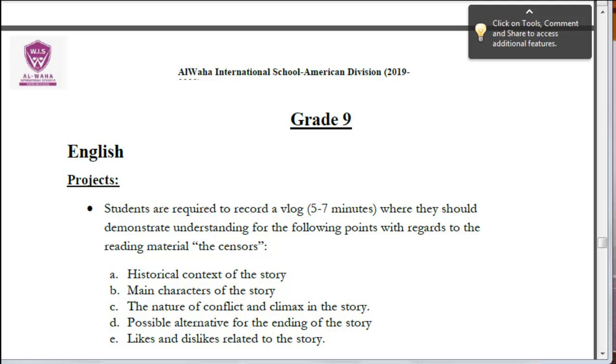Okay, as for grade 9, students here are required, as you see, to record a vlog. It's like a video of 5 to 7 minutes where they should demonstrate their understanding.